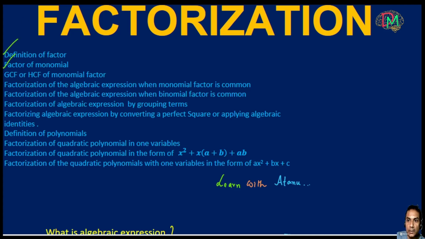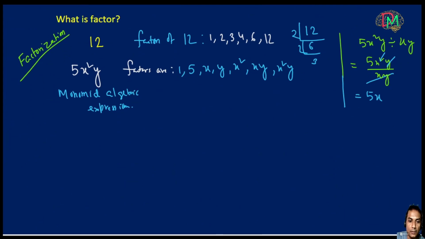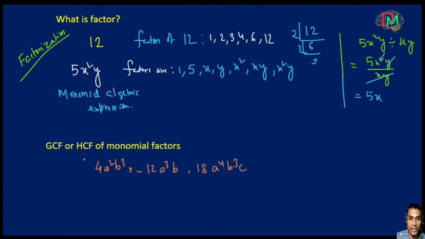Next we learn the GCF or HCF of the monomial factor. So let's take one example to understand the HCF of the monomial factor. Here three monomial algebraic expressions are given: 4a square b cube, minus 12 a cube b, and 18 a to the power 4 b cube c.